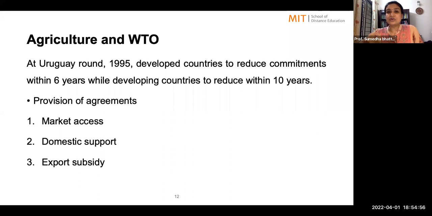Which one of the following is not a function of NABARD? We just discussed the functions of NABARD. Which one do you think is not a function of NABARD?